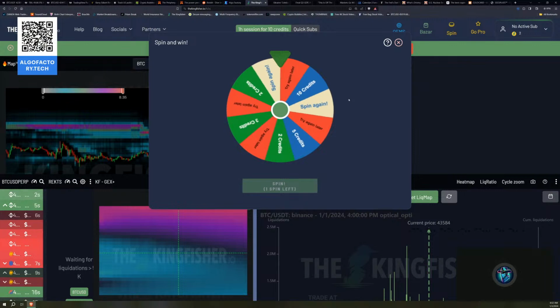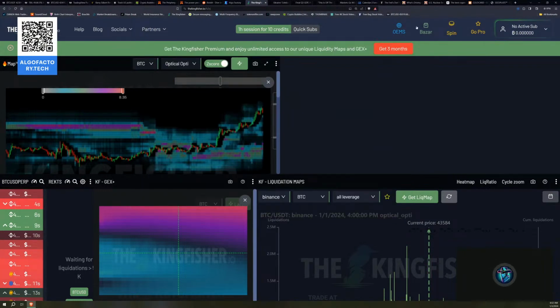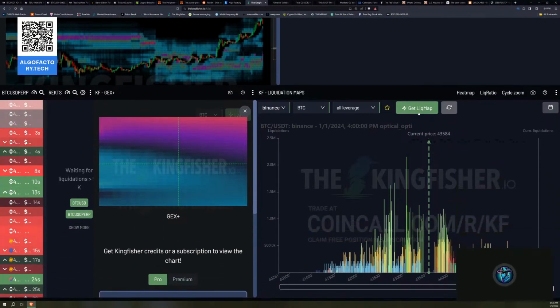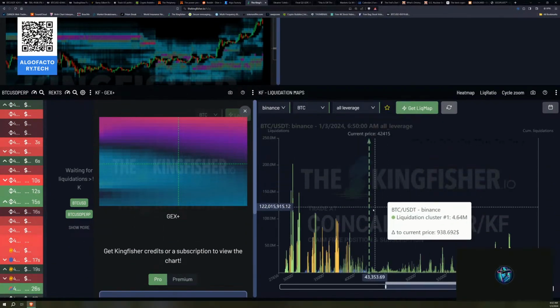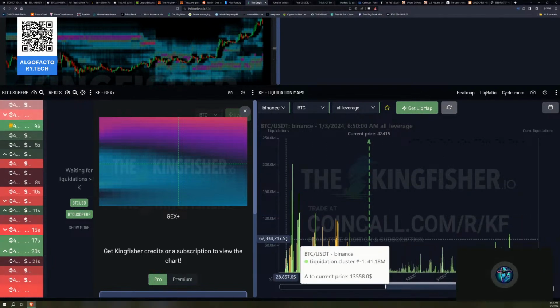Essentially, what you will be allowed to do is get liquidity maps. We'll come back to the spins here in a minute. Let me go ahead and grab a liquidity map for Bitcoin. There's not a lot of liquidity to the top side. There's a ton of liquidity to the downside.